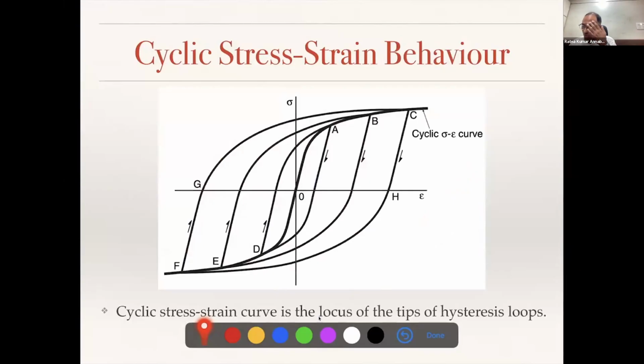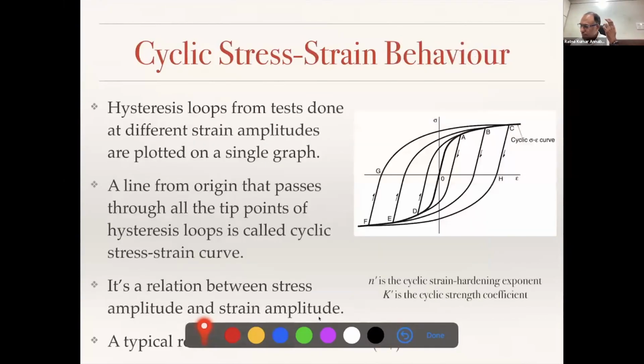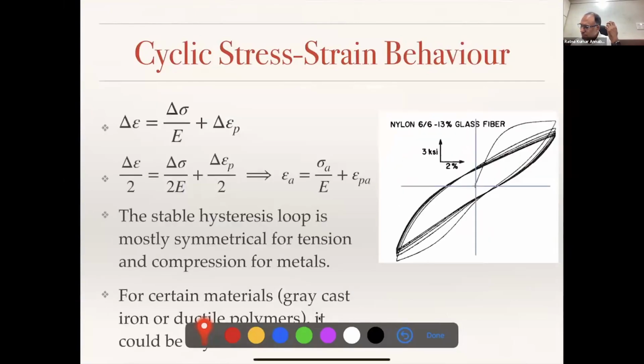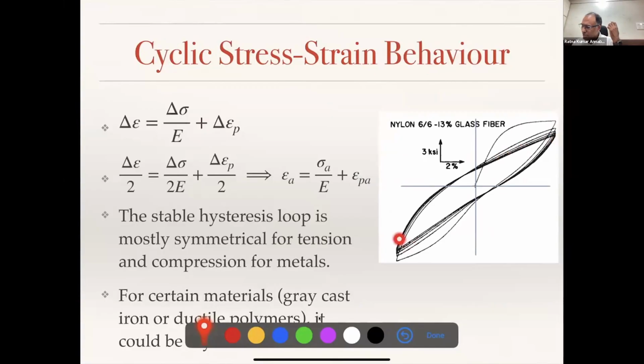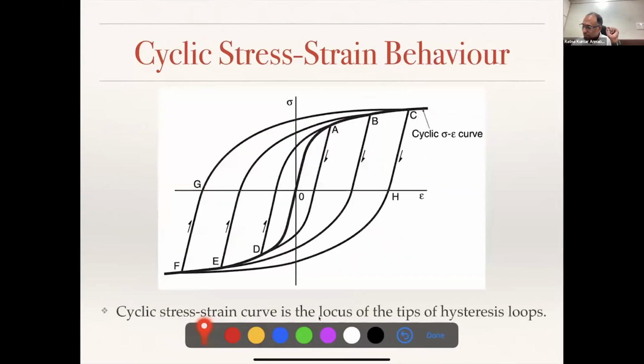Now, if you would plot, for a given strain amplitude, the stress strain curve, after some time it will reach saturation. Let's say something like that. You will have a saturated hysteresis loop. This is for one specific strain amplitude. This loop is for a particular strain amplitude. Similarly, this loop is for another strain amplitude. Like that, you have plotted these loops for different strain amplitudes.